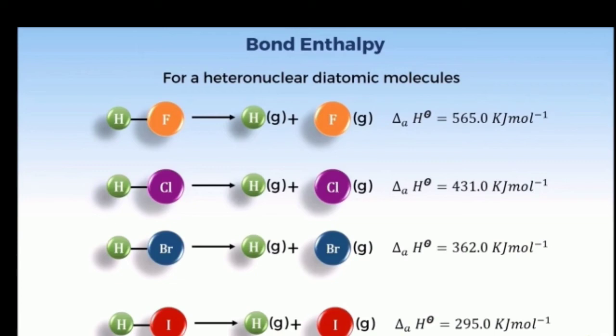From this, we can identify that all these molecules consist of hydrogen with the same atomic size, but in the case of halogens, fluorine, chlorine, bromine and iodine, the atomic size gradually increases. When the atomic size increases, the bond strength between hydrogen and halogen decreases. Then from HF to HI, the bond strength gradually decreases, therefore the bond enthalpy also decreases.